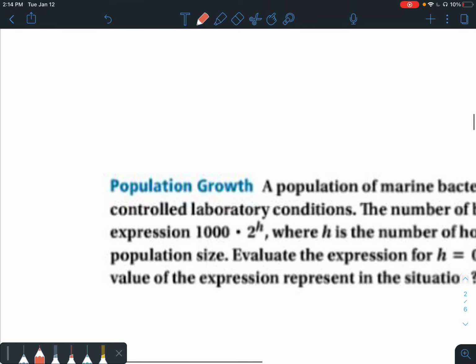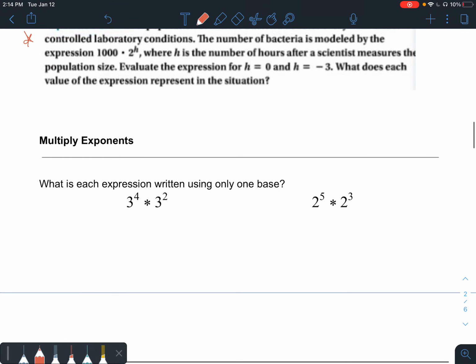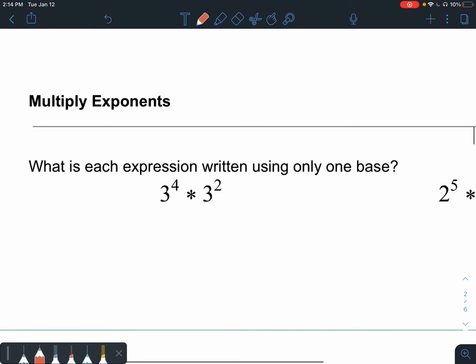Let's save this problem and go on to multiplying exponents. Okay, so what's each expression written only using one base?